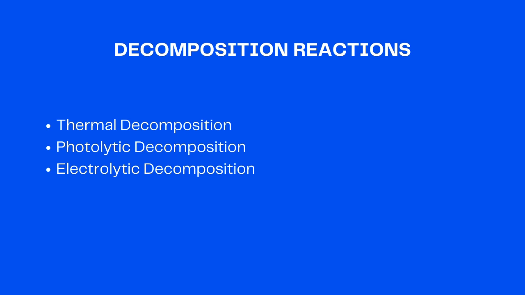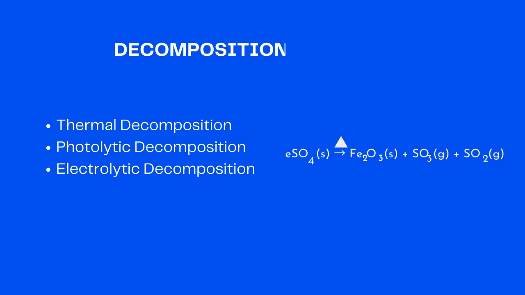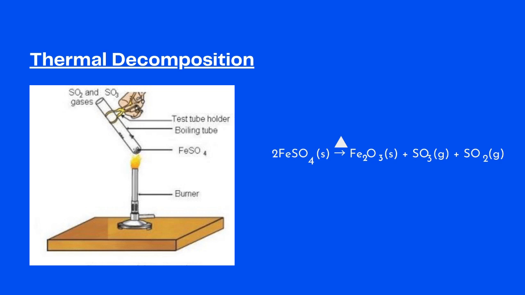Decomposition reactions. There are 3 types of decomposition: thermal decomposition, photolytic decomposition, and electrolytic decomposition. By the name itself we see thermal decomposition is nothing but decomposition by heat. What we do is we take FeSO4, that is green color crystals, in a test tube, and we burn it. Fe2O3, that is a reddish brown product, is formed, giving out SO2 and SO3. This FeSO4 loses its water of crystallization, which gives it its green color.